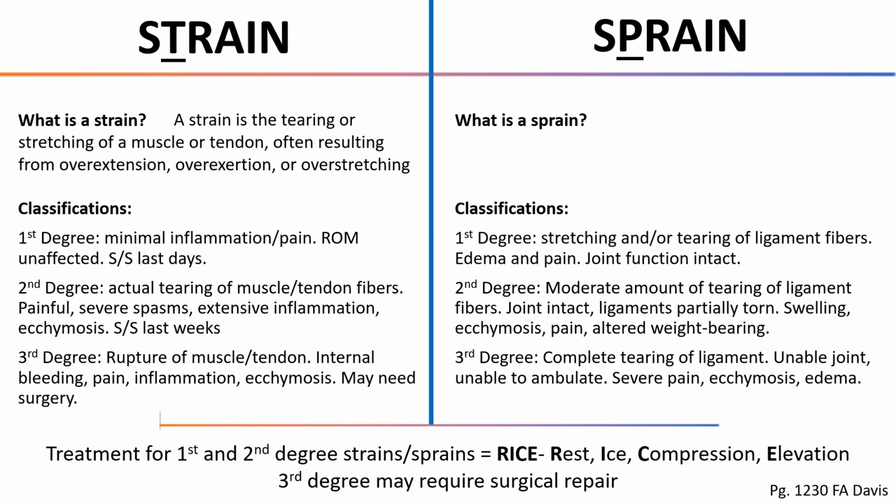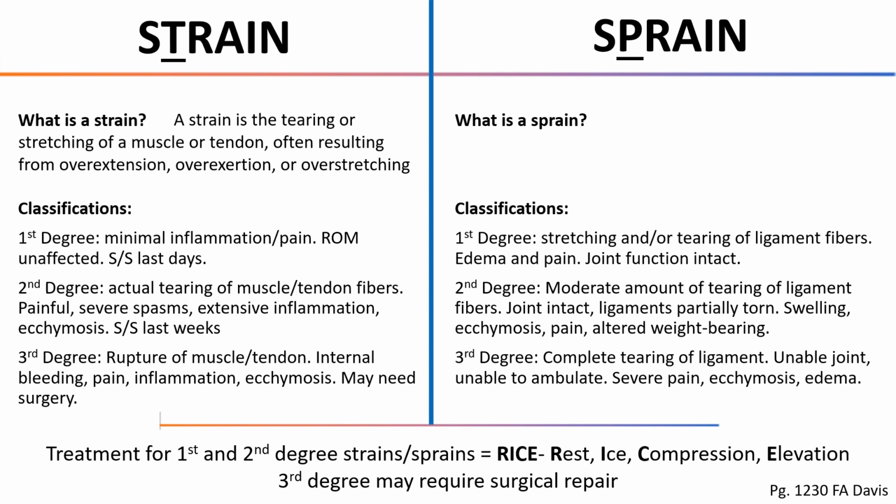A third degree strain includes the rupture. So third degree is the rupture of the muscle or tendon, causing considerable internal bleeding, pain, inflammation, and ecchymosis. Surgical care may be needed if there is extensive tearing to the muscle or tendon.